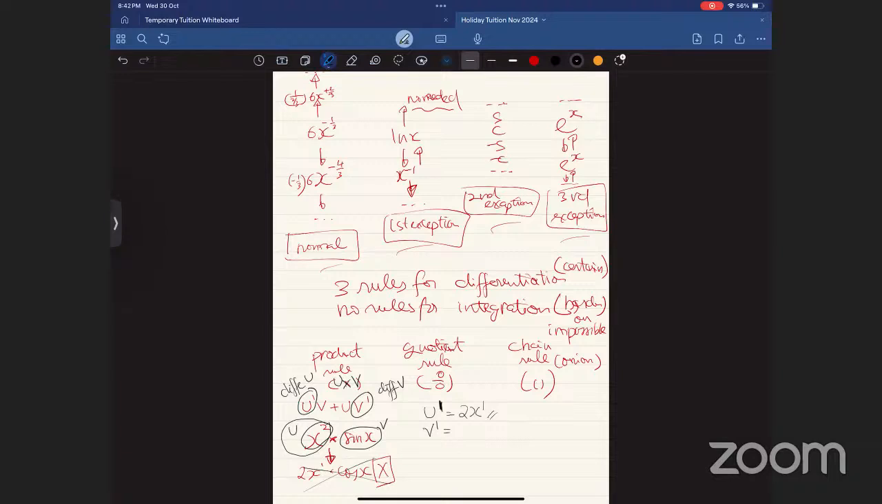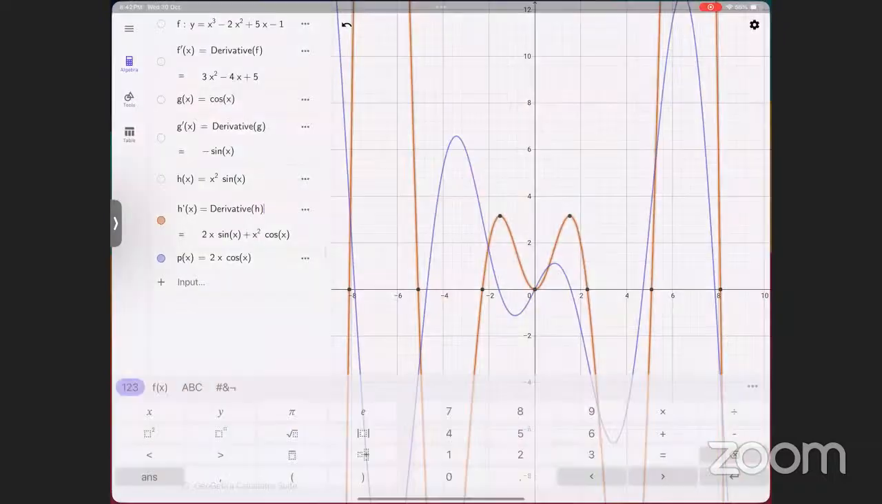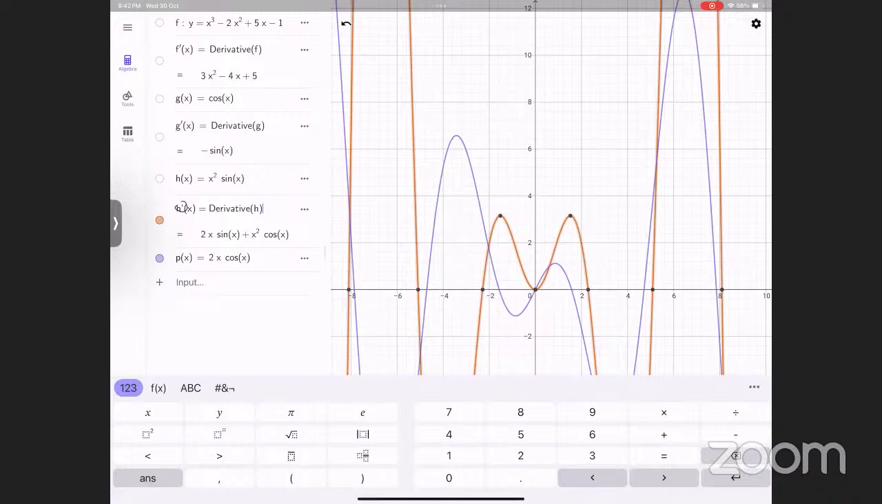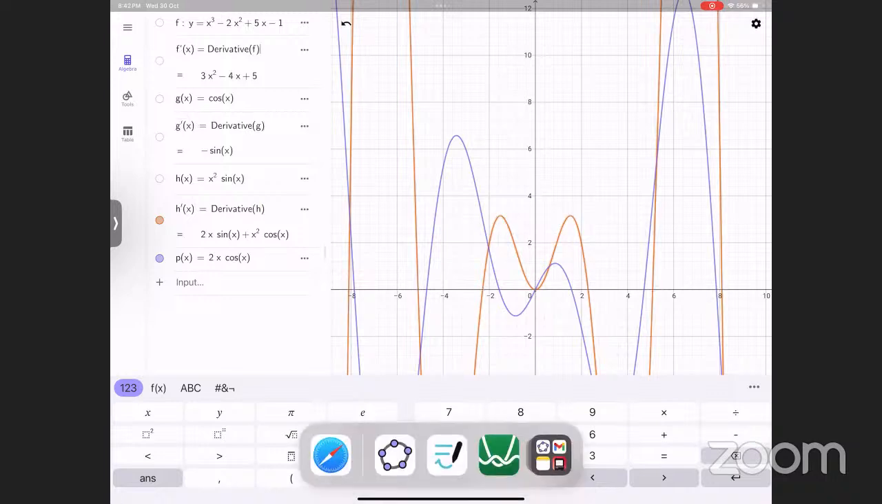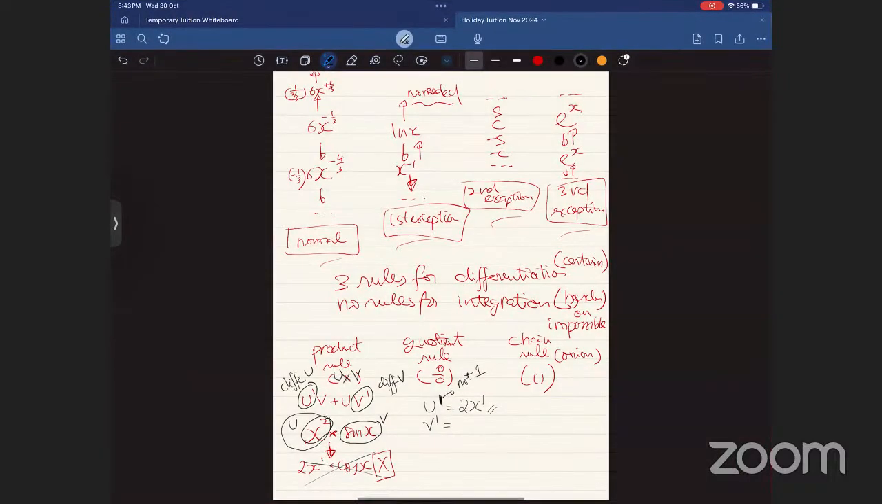So this prime is very, very weird. This is not power 1 at all. This is not number 1 at all. This is u prime. I'll show you in GeoGebra. Look, the prime over here, that's the prime. That's not power 1, okay? That's the formal way of doing it. So again, that is the notation for differentiation. For example, if I want to differentiate one more time, I just write down u double prime. That's double differentiation. In that case, that will be number 2.